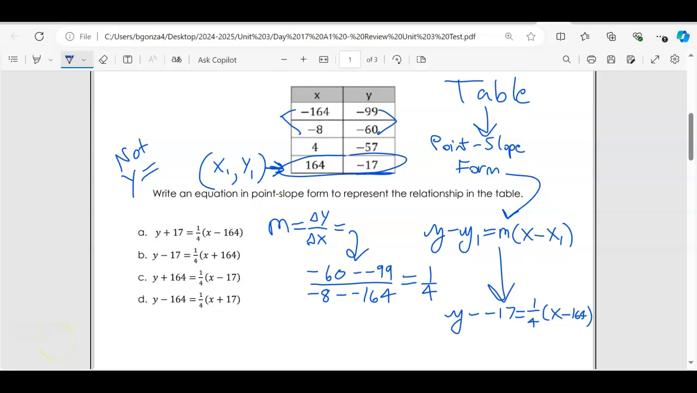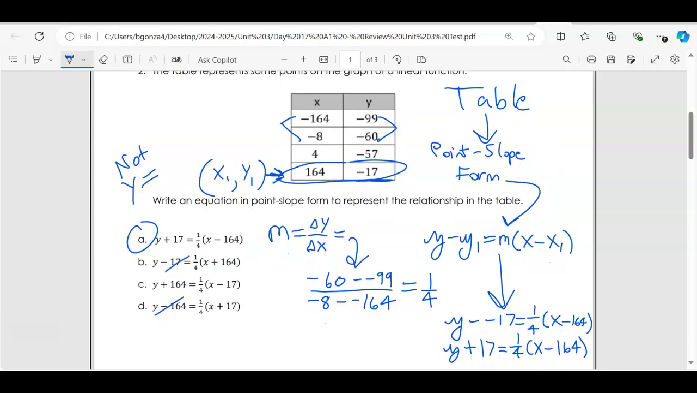The only other thing you want to do is the y minus negative is really a plus. Take 1/4 x minus 164 in parentheses. So the best answer we have is A. So this one's kind of tricky. You got to find the slope. You got to pick the right point that'll match your answer choices.